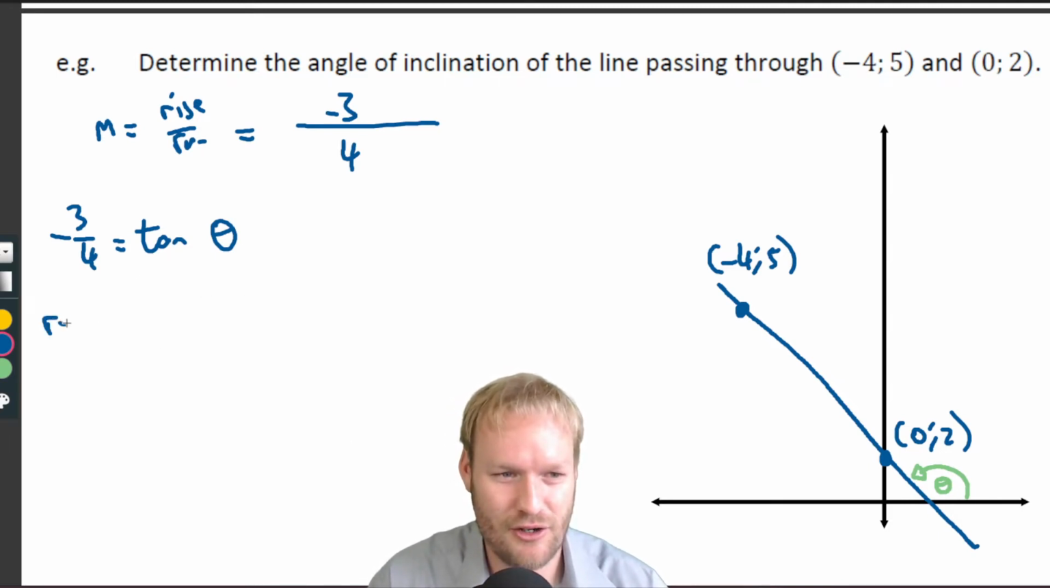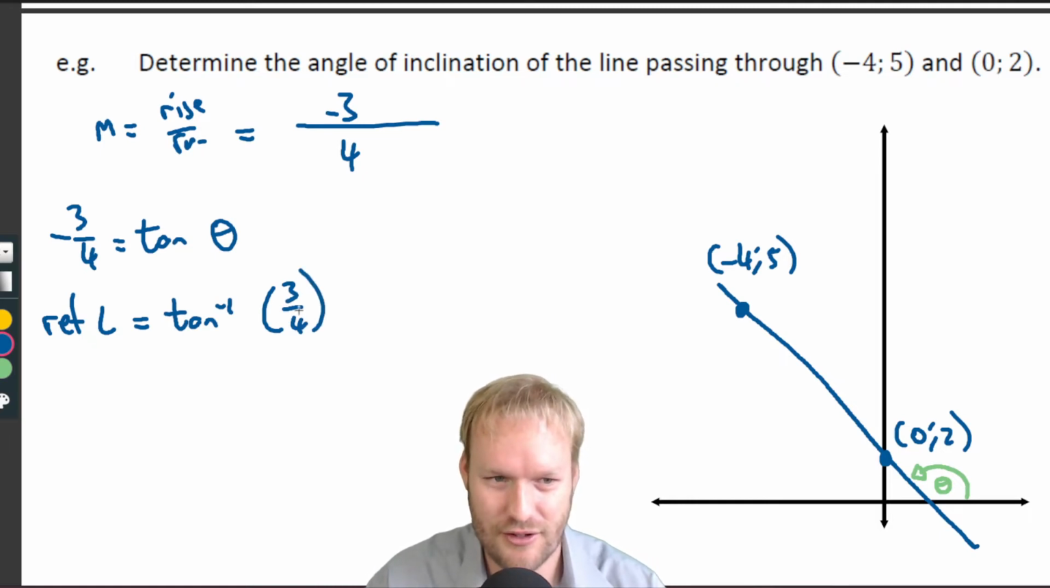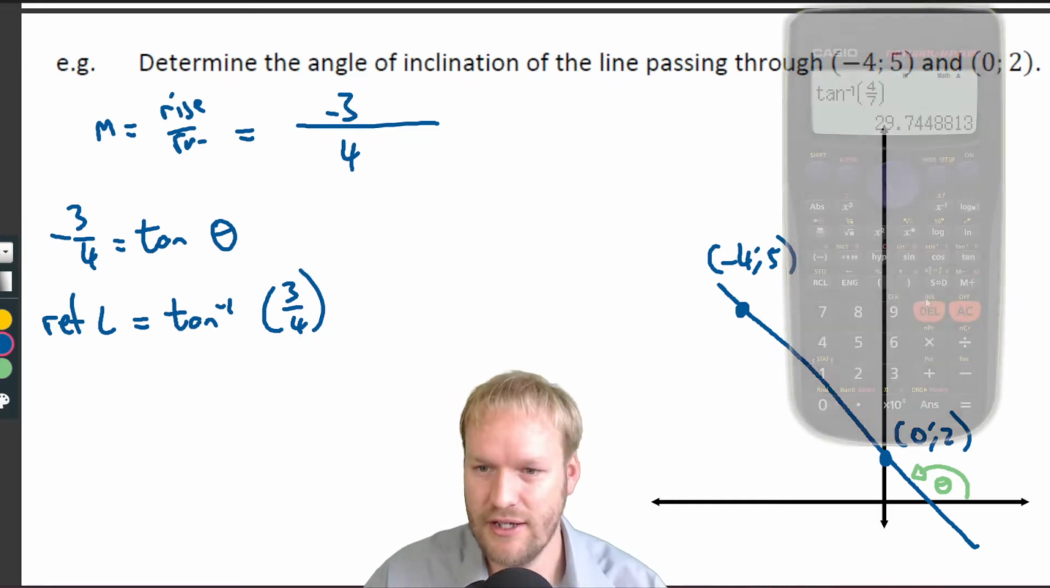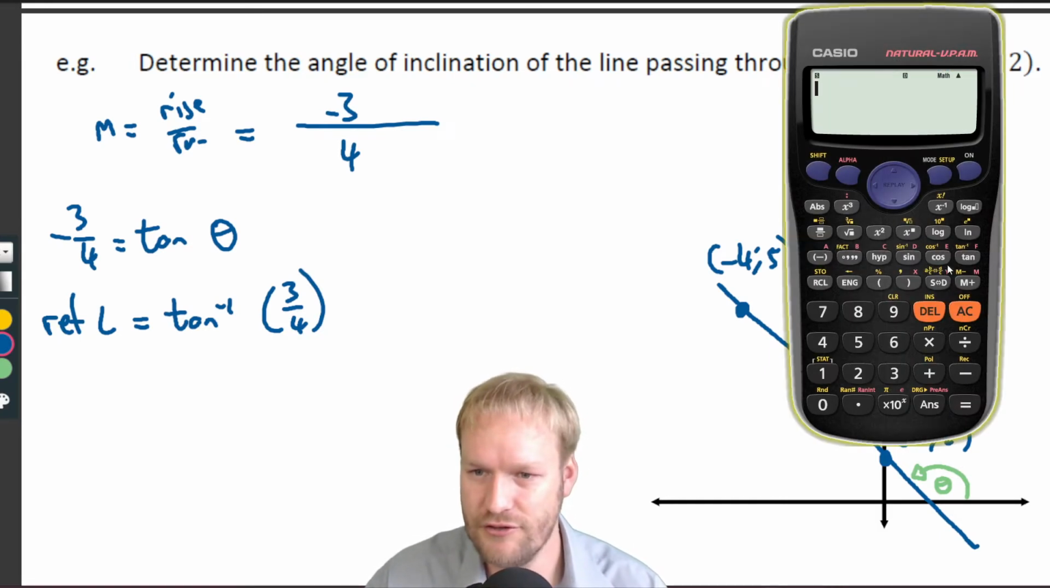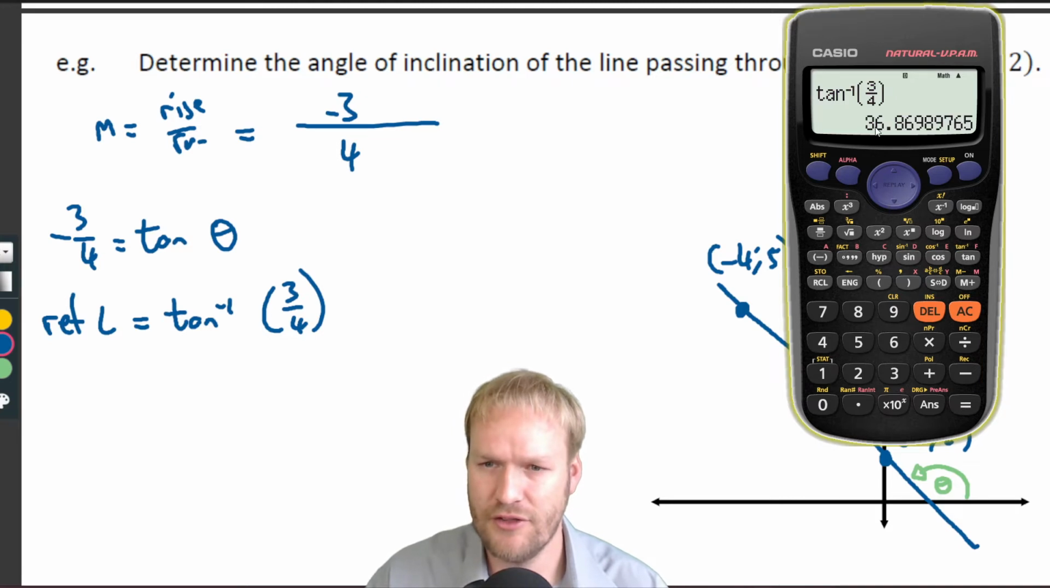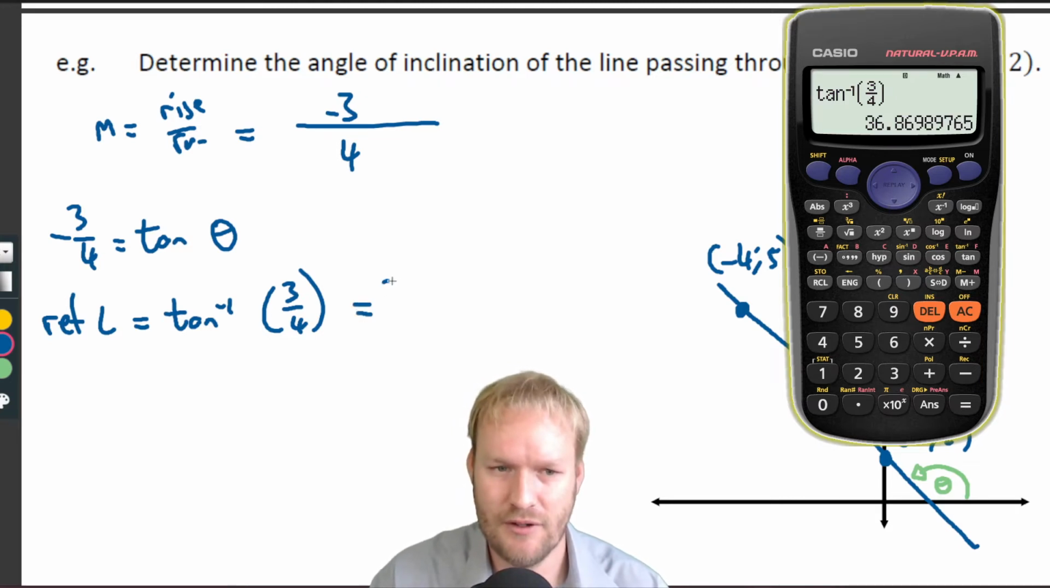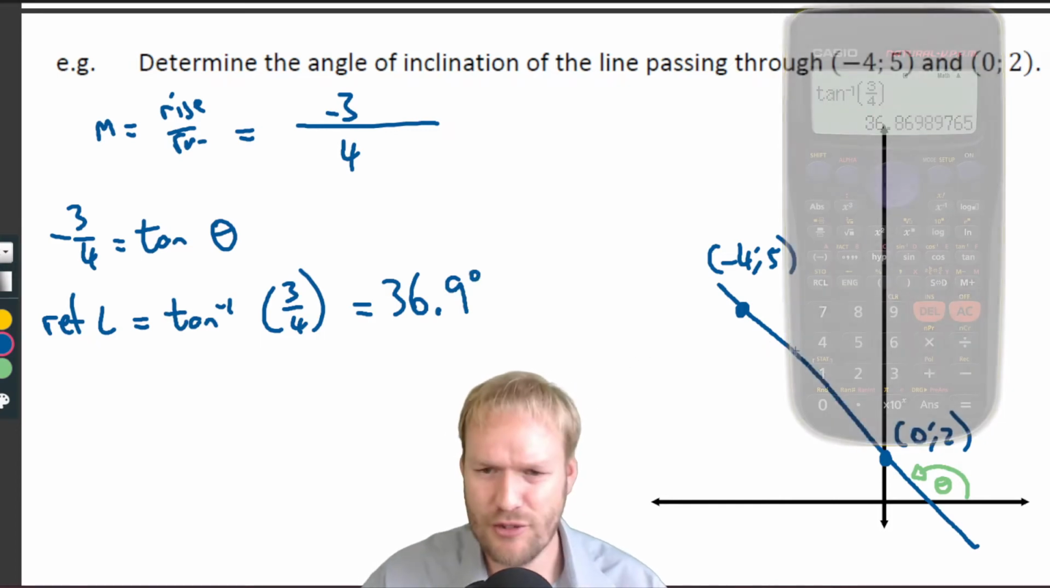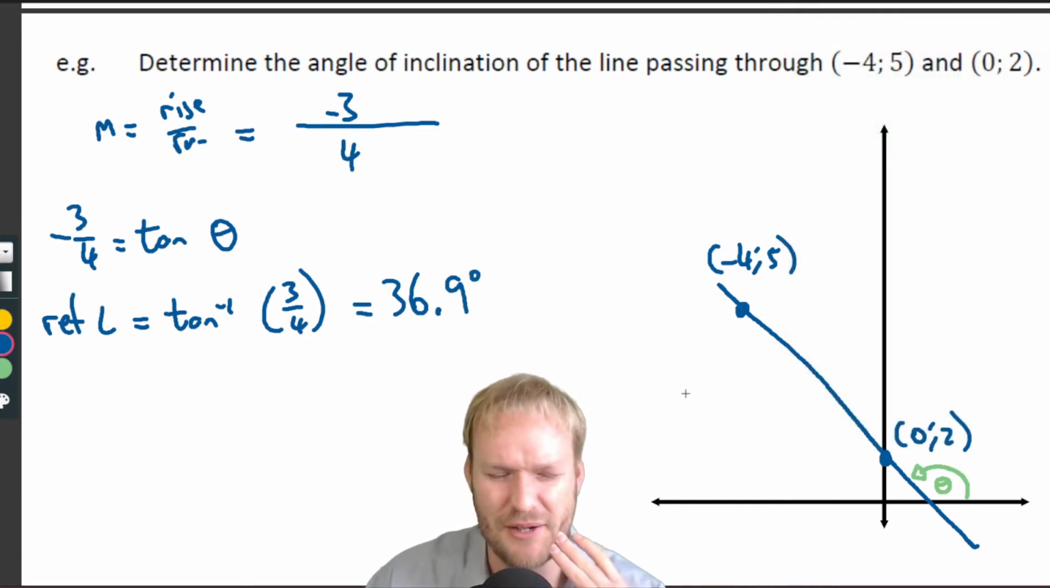So we're going to say that our reference angle is arctan or shift tan of 3/4. Notice that I'm doing it of the positive value, not of negative 3/4. So if we get our calculator out and go shift tan of 3/4, we get a value of 36,9, to 1 decimal place. And now we're going to interpret, what does that 36,9 mean?